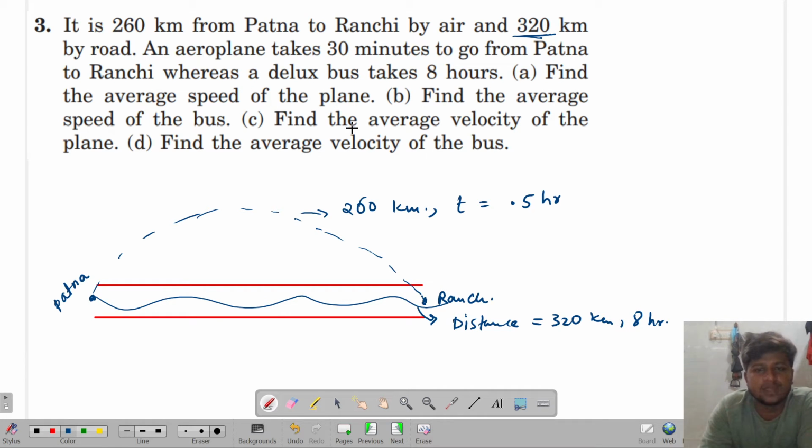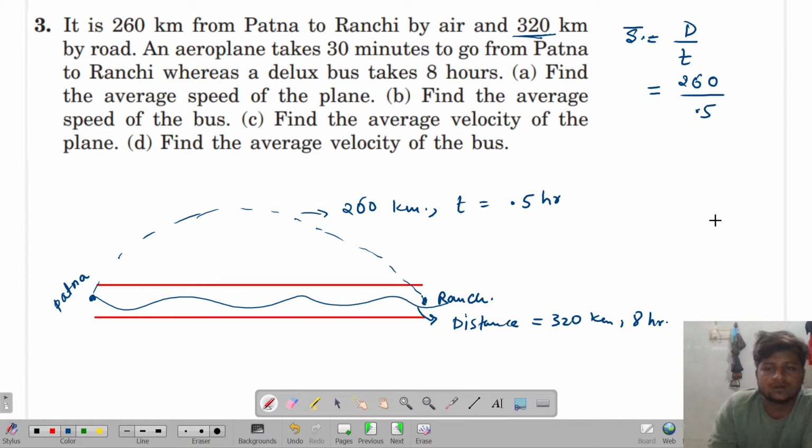Find the average speed of the plane. It is asking average speed of the plane. Average speed is going to be how much? Total distance by total time. Yes or no? So total distance for the plane is going to be how much? 260 kilometer divided by time is how much? 0.5 hours. Got it or not? So that is your average speed. Question number A. Question number B is what?